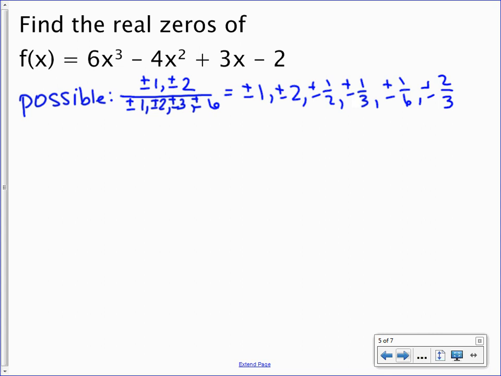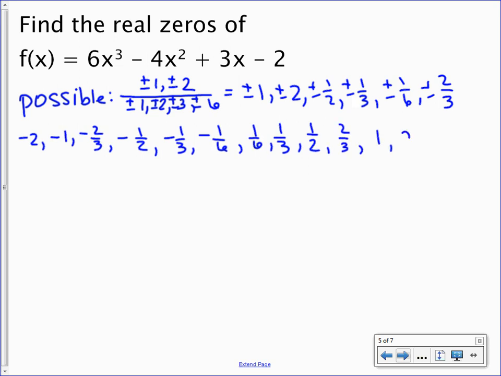Now, just for effect here, I'm going to write these out in order. You ready? We have -2, -1, -2/3, -1/2, -1/3, -1/6, 1/6, 1/3, 1/2, 2/3, 1, and 2. Okay, those are our possible zeros.